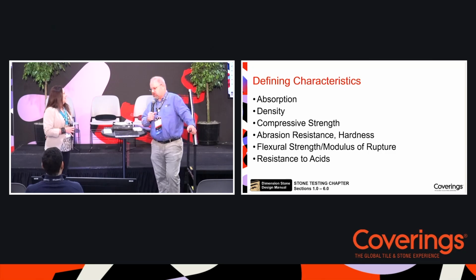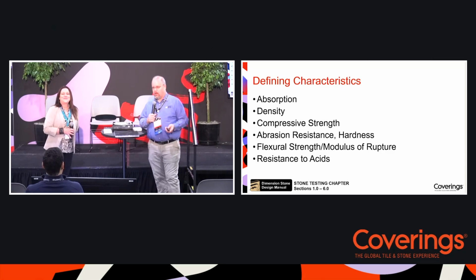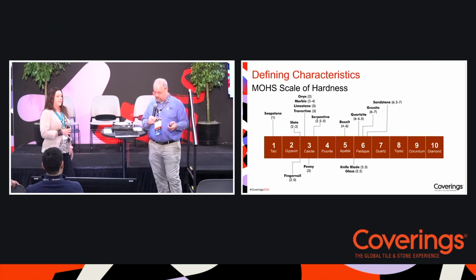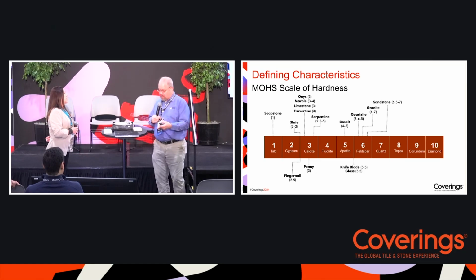In addition to just the mineral makeup and how they're formed, natural stones have a variety of physical characteristics that can play into how they perform in an installed condition. Those characteristics might be absorption, density, compressive strength, abrasion resistance, hardness, flexural strength. If you're getting into exterior building cladding, things like that, and you've got wind loads and different loads applied to those stones, you want to make sure they'll hold up and perform as you expect them to. Another one common in interior applications, countertop applications, will be resistance to acid.